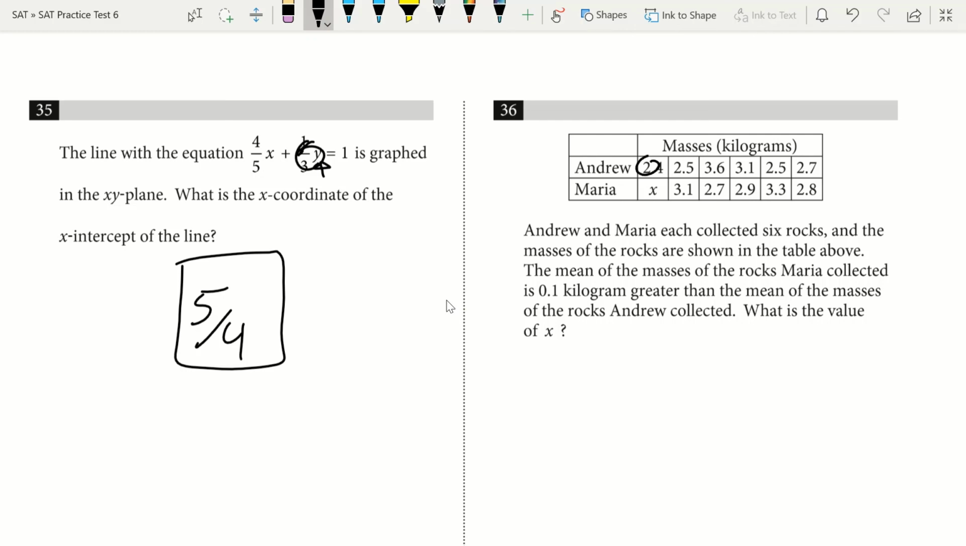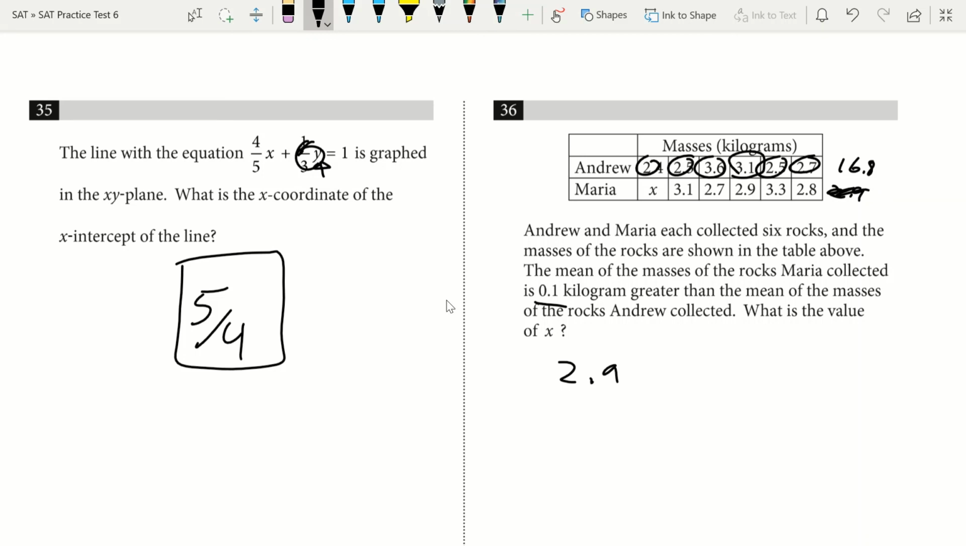All right, so I see I got 2.4 and 3.6. I can go ahead and add those to give me 6. And then I've got a 2.5 and a 2.5. Those will give me 5, so now I'm at 11. 11 plus 3.1 will give me 14.1. 14.1 plus 2 gives me 16.1, plus 0.7 will give me 16.8. That's all going to be over 6. So I got 2.8, so now 2.9 will be Maria's mean then, right? 2.9 is going to be her mean because it's 0.1 kilograms greater than the mean of Andrew's.